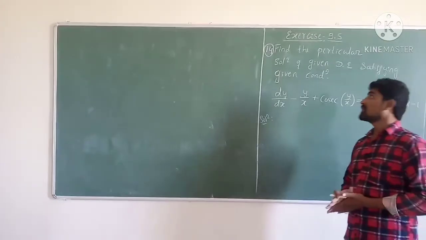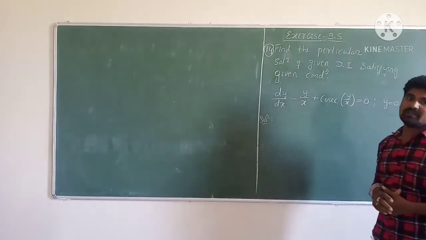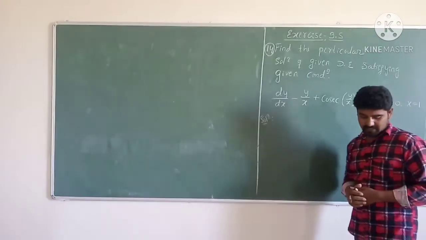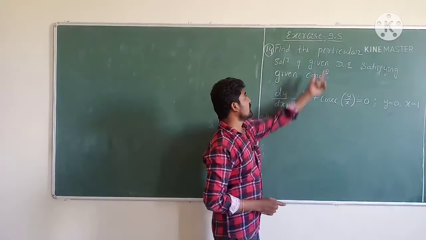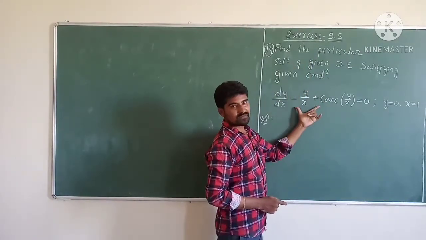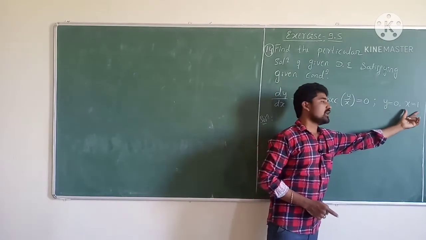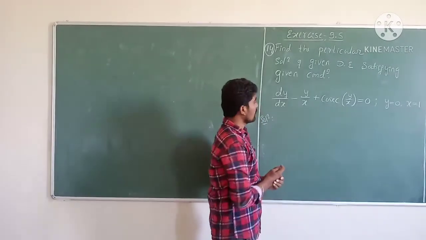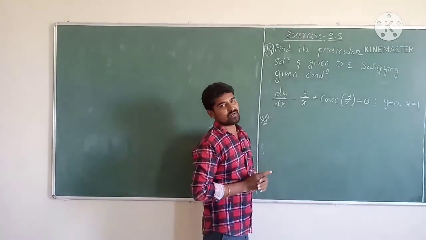Last class we completed up to question number 13 in exercise 9.5. So today I am going to start my discussion from question number 14, and the question is: find the particular solution of the given differential equation satisfying the given conditions, y is equal to 0 when x is equal to 1. So to find the solution of this differential equation, we need to find out the value of dy by dx.